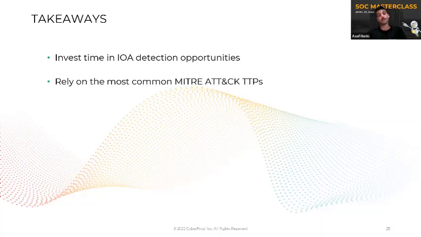Also, when it comes to initial access and other ransomware tactics, it is crucial to rely on the most common MITRE ATT&CK TTPs, because tracking only specific TTPs for initial access won't be relevant to detect the actual source of the attack.